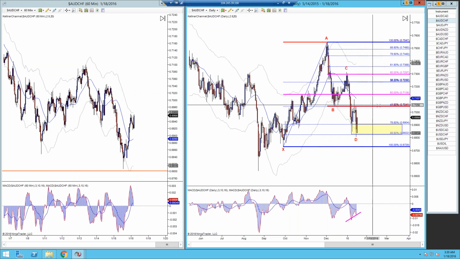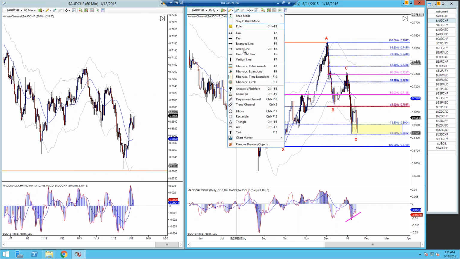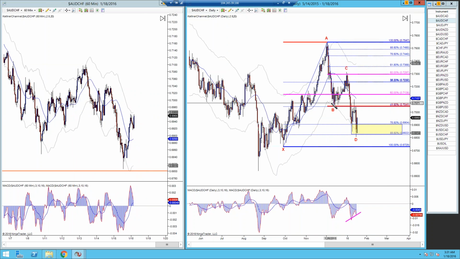So right in here, the inverse, the 618 is really a 38% retracement. So I'd be looking at this little swing low for upside targets. First upside target, 0.7046. All right.